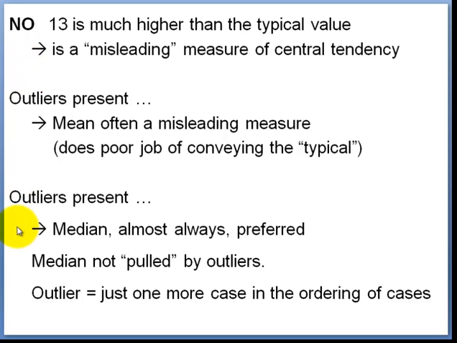So when outliers are present, the median is almost always preferred to the mean. The median is not pulled by outliers. The outlier, from the perspective of calculation of the median, is just one more case in the ordering of cases. So it doesn't influence the median any more than does any other case. So in sum, when outliers are present, the median is typically the preferred measure.